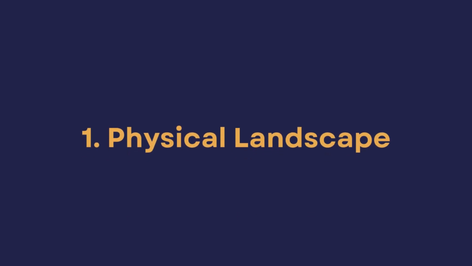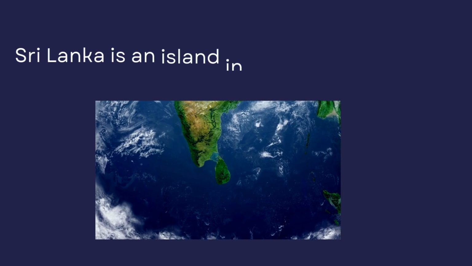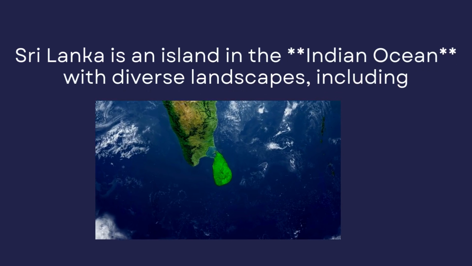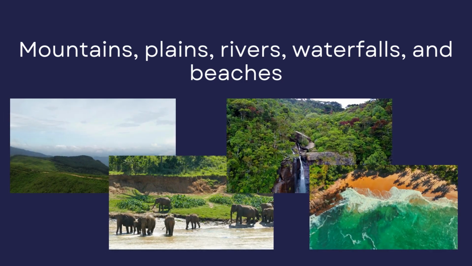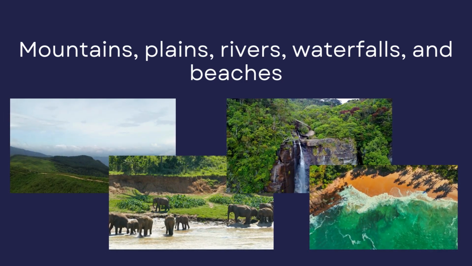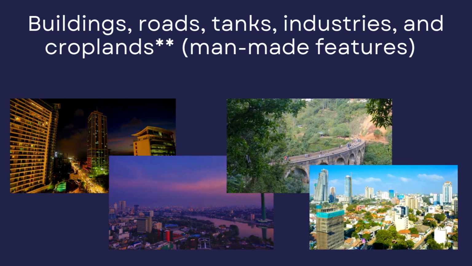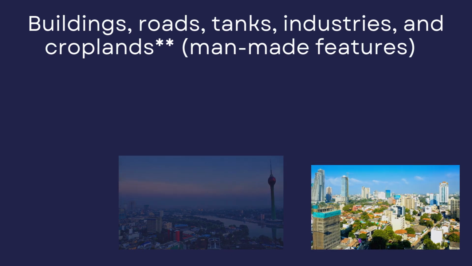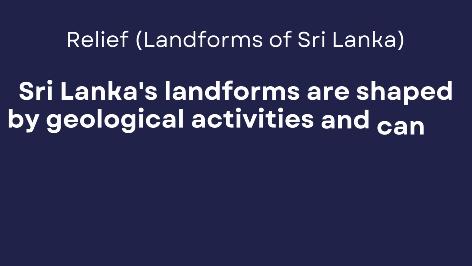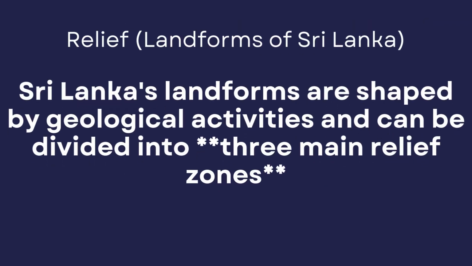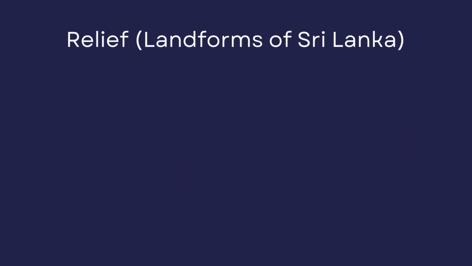Physical landscape. Sri Lanka is an island in the Indian Ocean with diverse landscapes, including mountains, plains, rivers, waterfalls, and beaches. Buildings, roads, tanks, industries, and croplands are man-made features. Relief, landforms of Sri Lanka: Sri Lanka's landforms are shaped by geological activities and can be divided into three main relief zones.